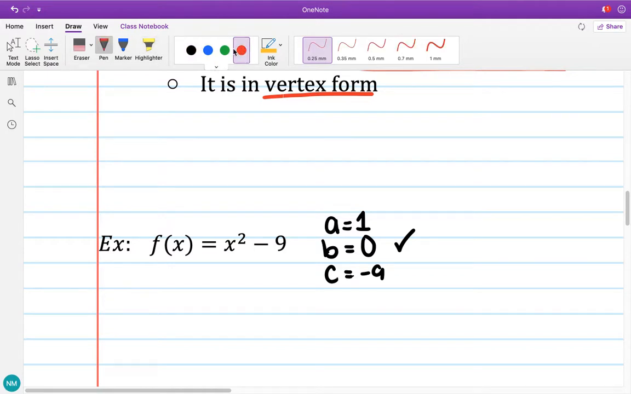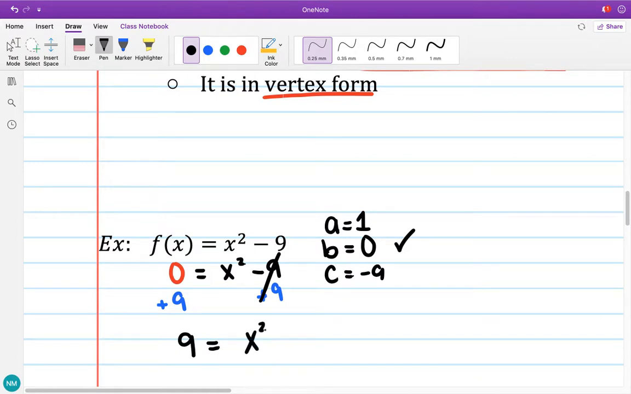So let's do it. First thing you want to do is make y equal to 0. Y and f of x are the same thing. x squared minus 9. Then we have to isolate the square, so I'm going to say plus 9, right? So I need to isolate the square. And so I get 9 equals x squared.